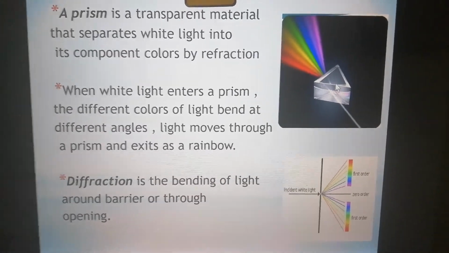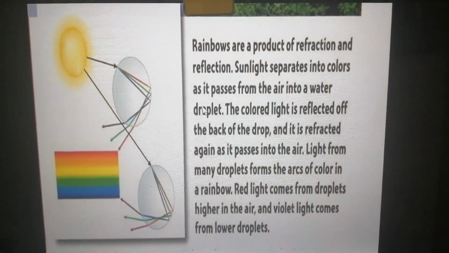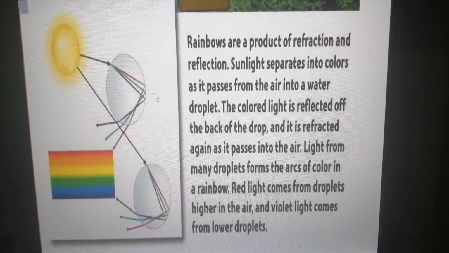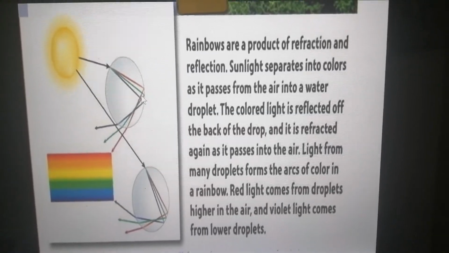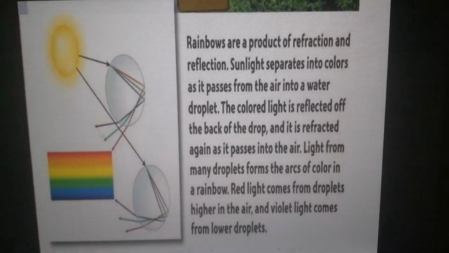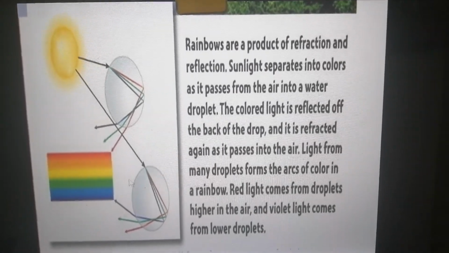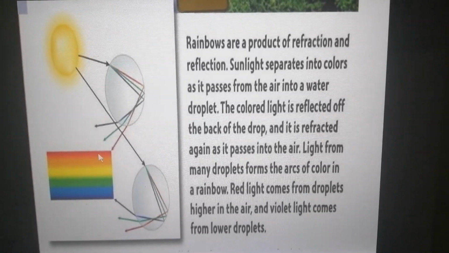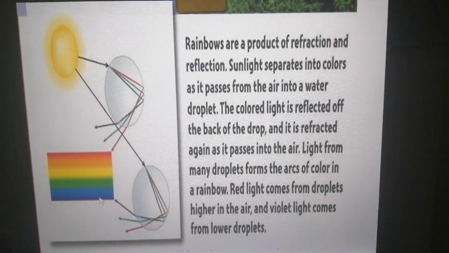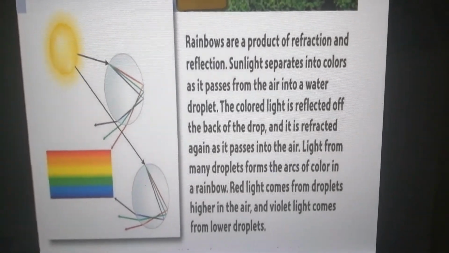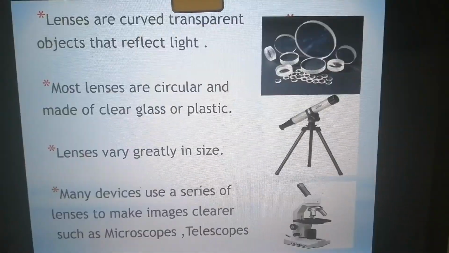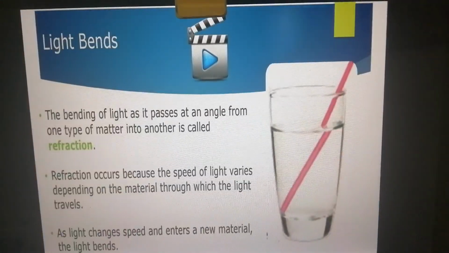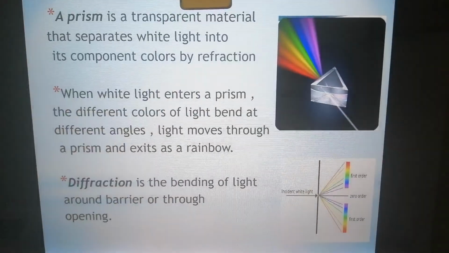It's the same idea with sunlight during or after raining: when the light goes into the water droplets in the air, it is refracted into different colors, making the rainbow from red to violet. Red is at the highest droplets and violet is at the lower droplets. This is refraction and diffraction, and how the rainbow forms.